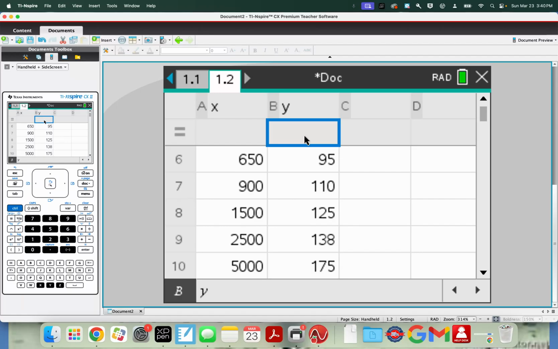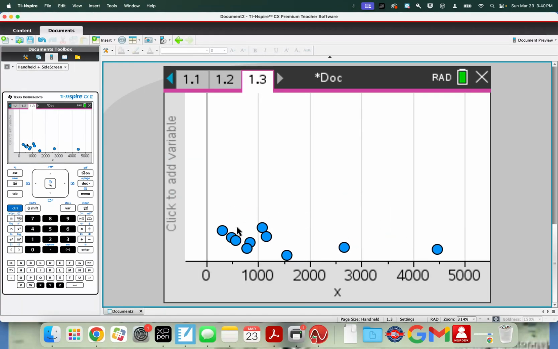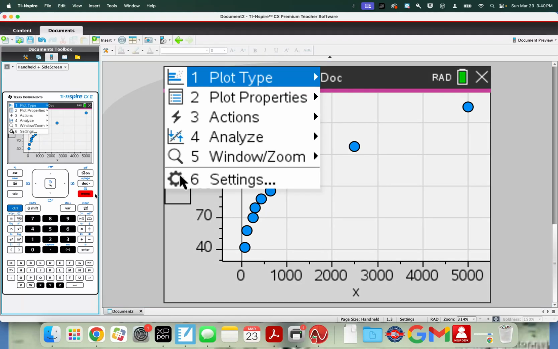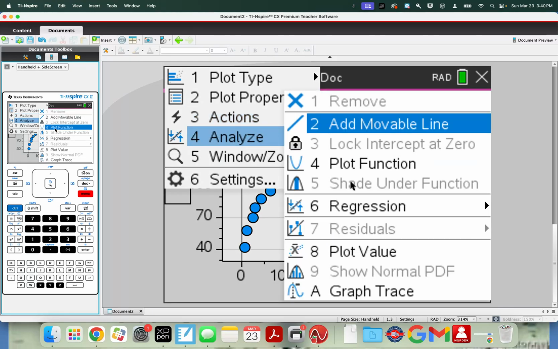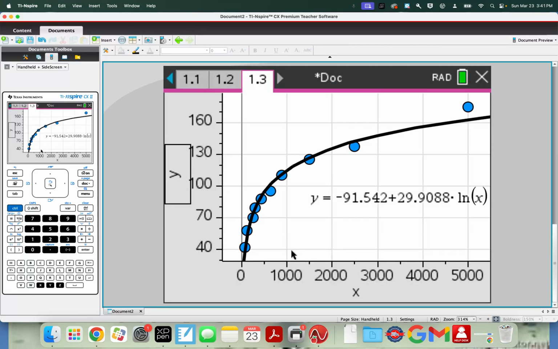All right, so hopefully we remember the rules as far as what we need to do. We need to add a page that is a stats page, and we need to make that our X and that our Y. Okay, so I already know for a fact that it's going to be log. I can tell by the look of it. So I'm going to go to my menu, and I believe it was analyze. Yes, I need to run a regression on it, and it's going to be specifically a logarithmic regression, and there's my equation. And if I wanted to see my residuals, I could do that.